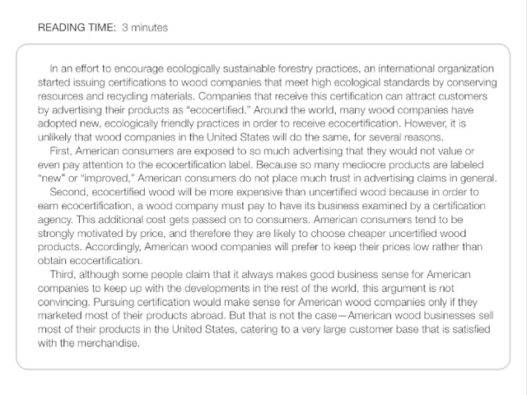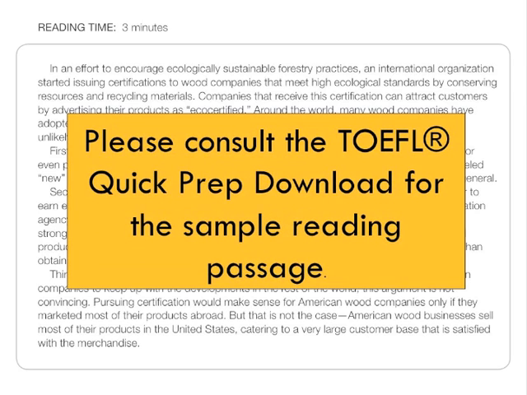So I've placed the reading here on the screen. What I would like for you to do is to go ahead and consult the TOEFL Quick Prep download for the sample reading passage. We're going to go through the reading here in just a moment, but I'd like for you to go ahead and take some time to read it yourself. So go ahead and pause the video and take a few minutes to read the passage.